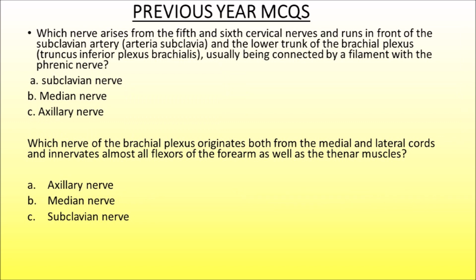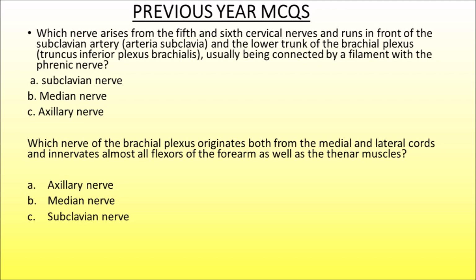Now, let us move on to the most important section, which is the previous year MCQs. Let us start with the first one. Which nerve arises from the 5th and the 6th cervical nerves and runs in front of the subclavian artery and lower trunk of the brachial plexus, usually being connected by a filament with the phrenic nerve? Option A, subclavian nerve, option B, median nerve, and option C, axillary nerve. The correct answer is option A, subclavian nerve.